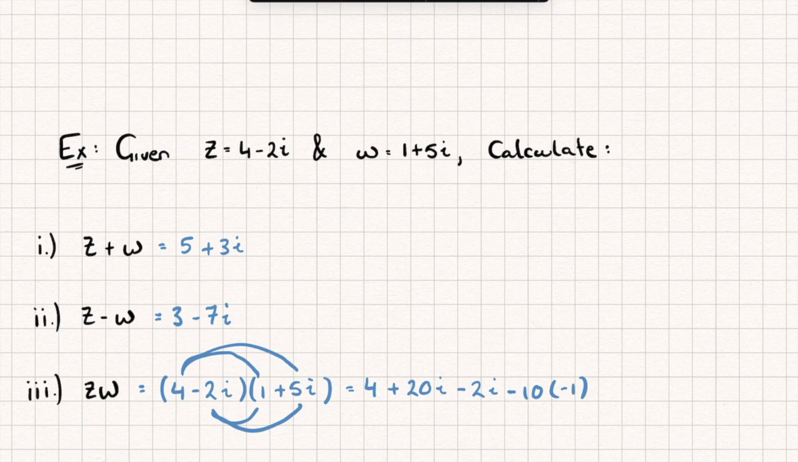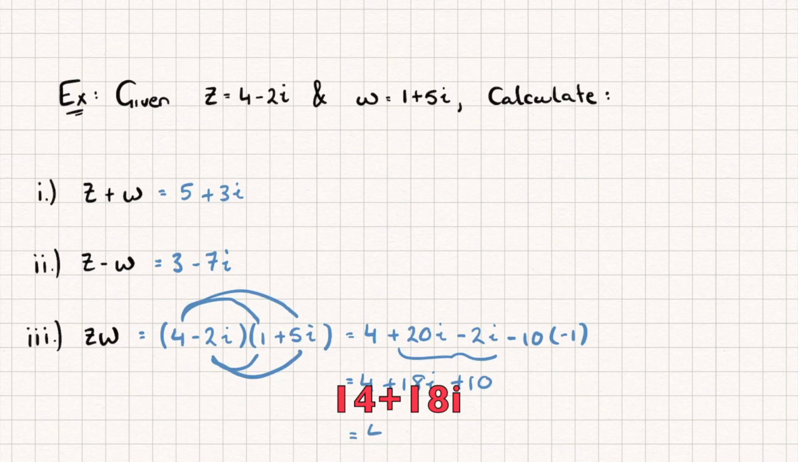So let's now simplify this. We've got 4. 20i minus 2i is just 18i. Negative 10 multiplied by negative 1 is positive 10. And so this becomes 4 plus 18i.